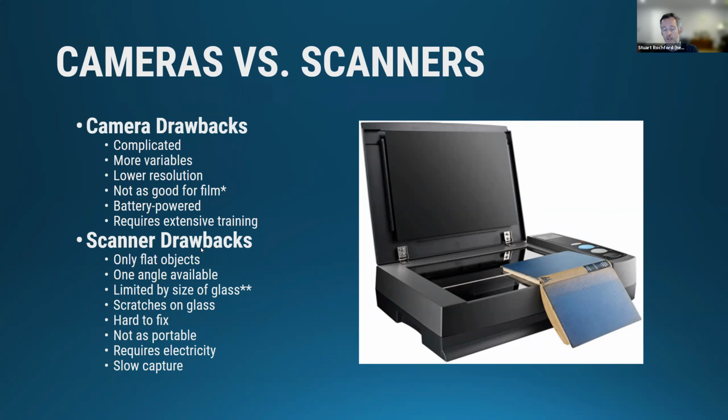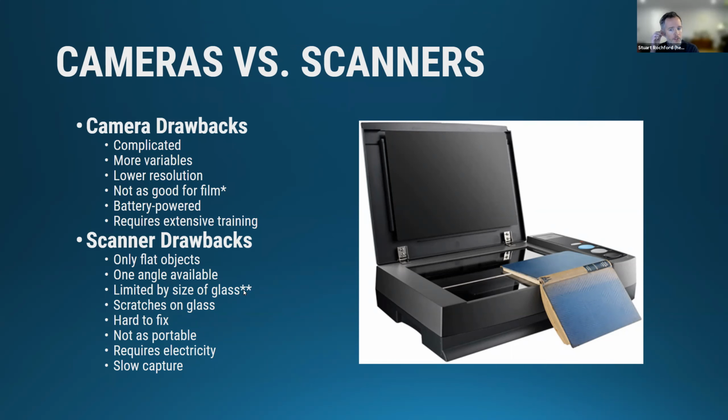Scanner drawbacks: they are only capable of handling flat objects for the most part. There's only one angle available, it's horizontal, that's all you're going to get. Otherwise, you're going to start to get blurry objects, blurry images, I mean. They are also limited by the size of the glass.